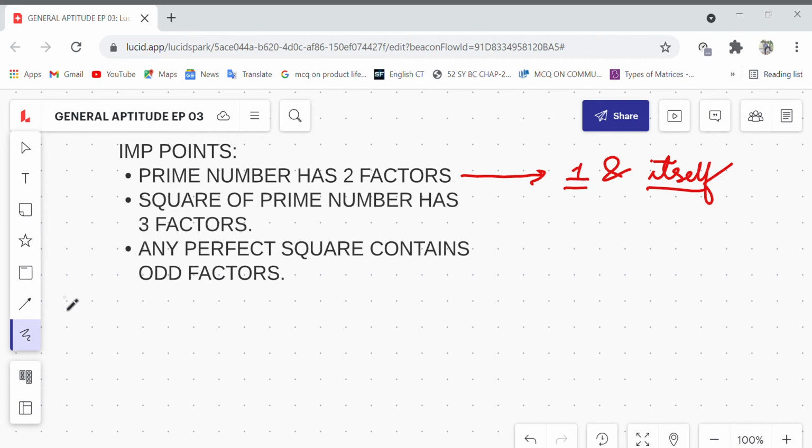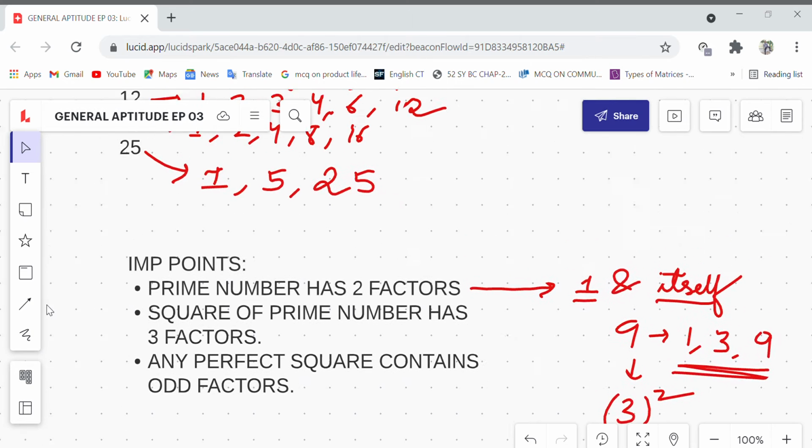Square of the prime numbers has 3 factors. How we can know that? Suppose take the example of 9. 9 has 1, 3 and 9. This is the square of 3. So the square of prime numbers has 3 factors. And any perfect square always contains odd factors. Correct?